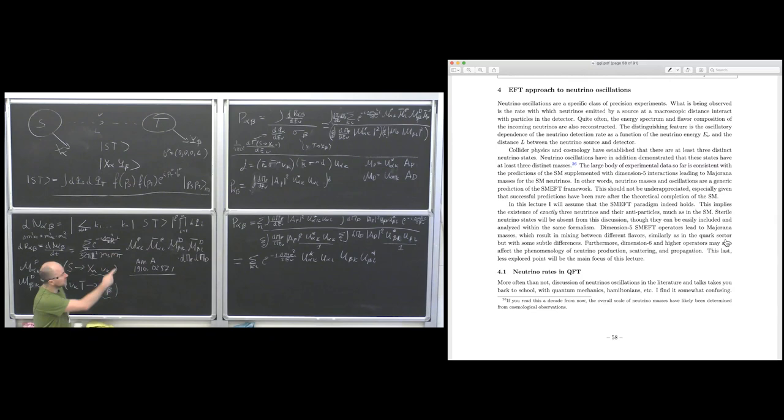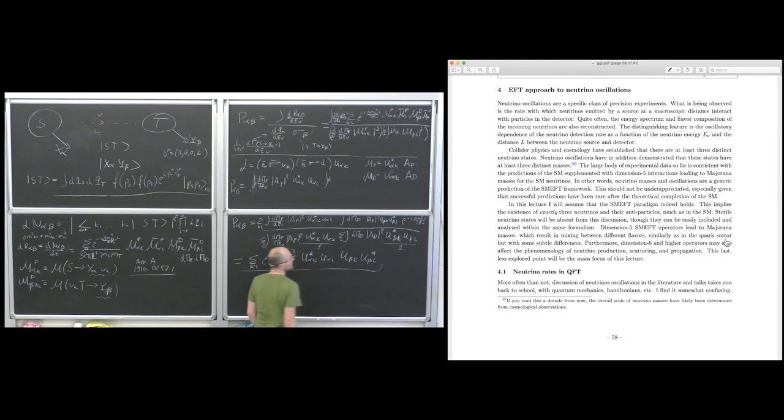So I was using that the starting point was particular, and then everything works out nicely. All these kinematic factors cancelled out, and you are only left with this combination of PMNS elements, and that's the classic formula for neutrino oscillations.